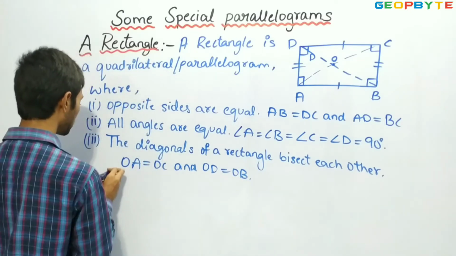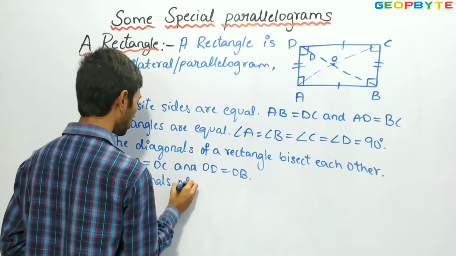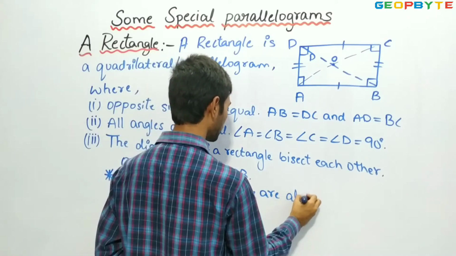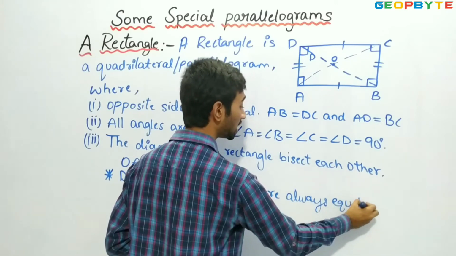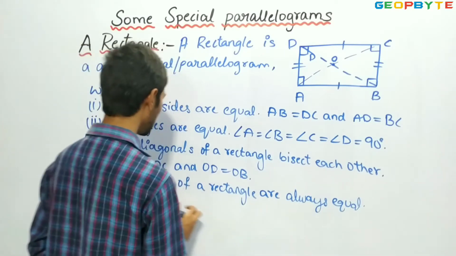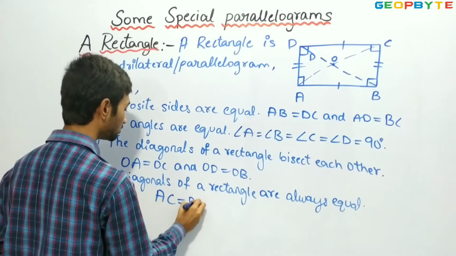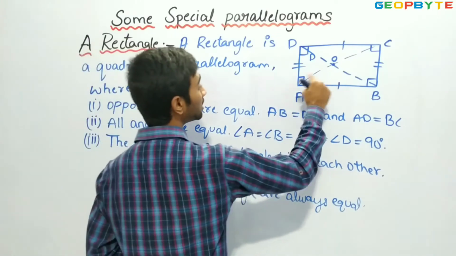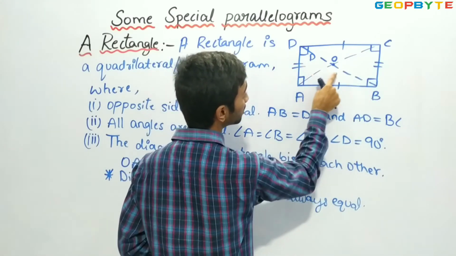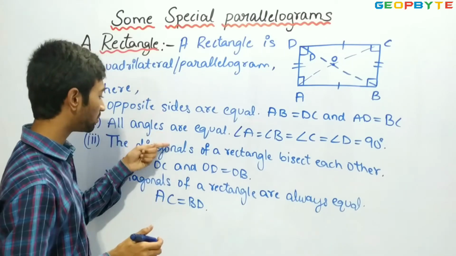So in a rectangle also there is one important point. Diagonals of a rectangle are always equal. So in a parallelogram and in a rhombus we see that the diagonals may not be equal, but in a rectangle all diagonals are always equal. So AC is a diagonal and DB is also a diagonal. So AC is equal to BD. So in a rectangle diagonals are equal. AC is equal to BD. So then OC will be equal to OA and OD is also equal to OB. Also OA will be equal to OB and OC will be equal to OD. So these are the properties of a rectangle.